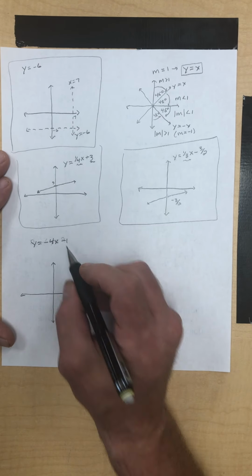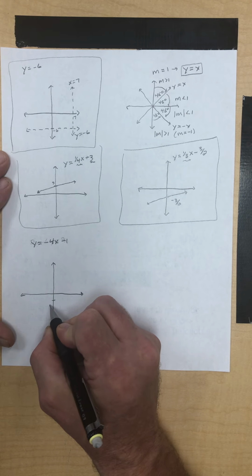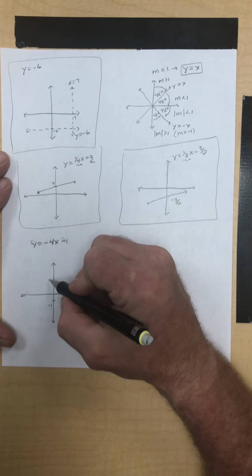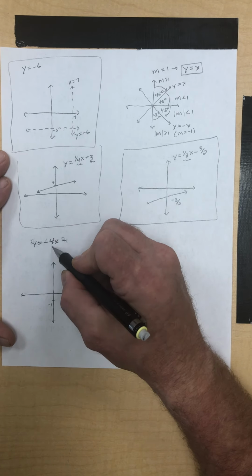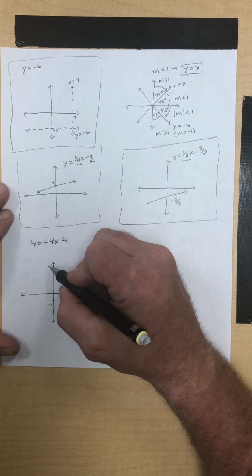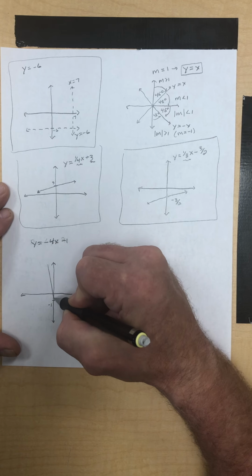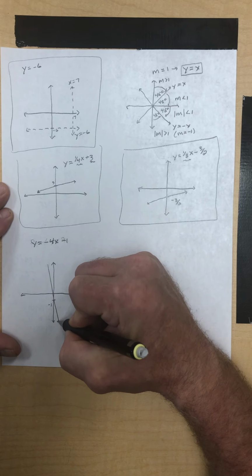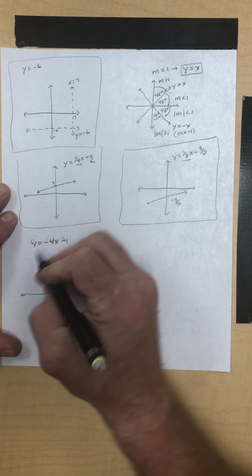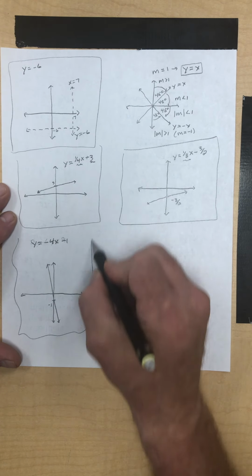So let's see, it goes through negative 1 on the y-axis, and with an absolute value of 4, that's a relatively steep line. So it's going to look something like this. And that takes care of that.